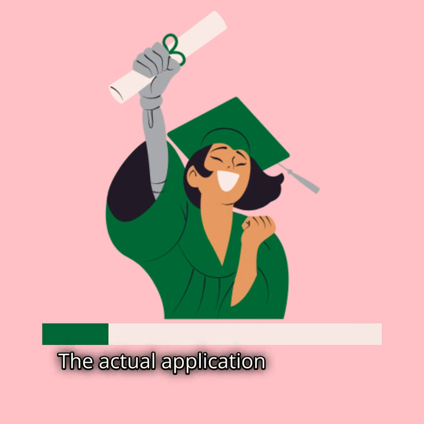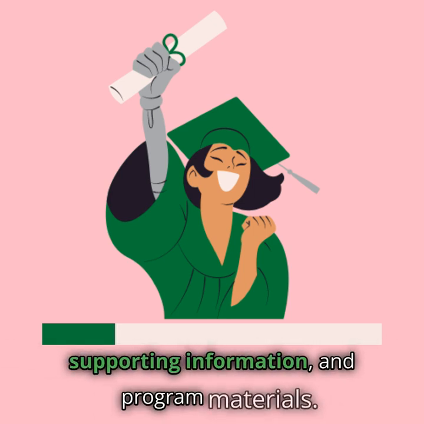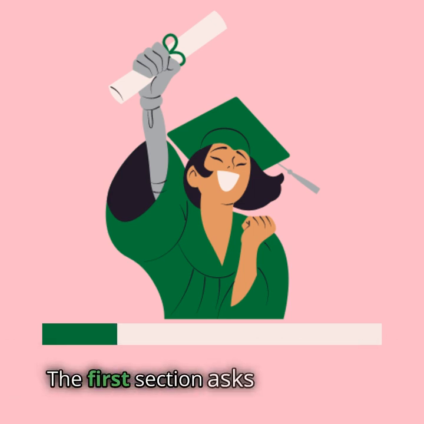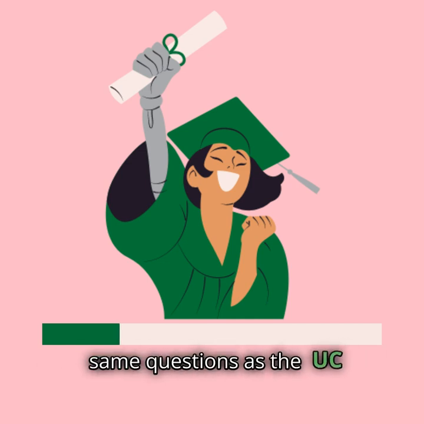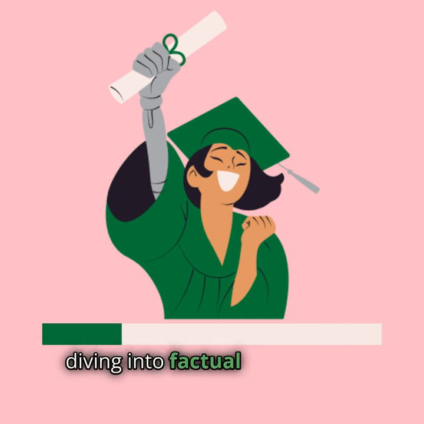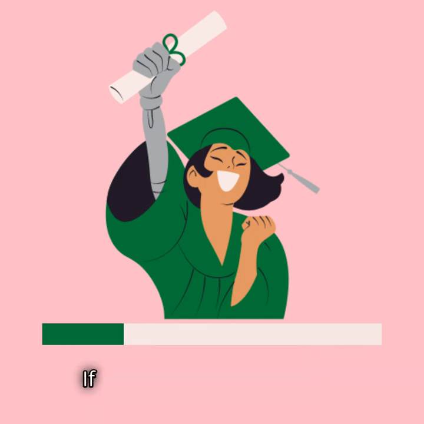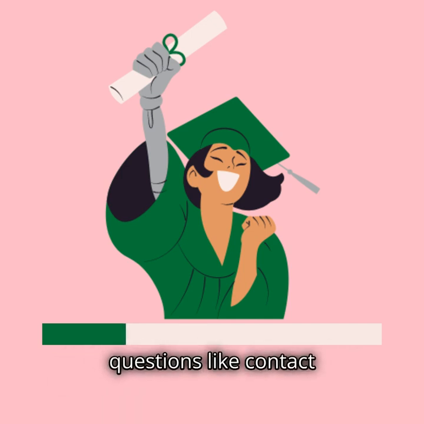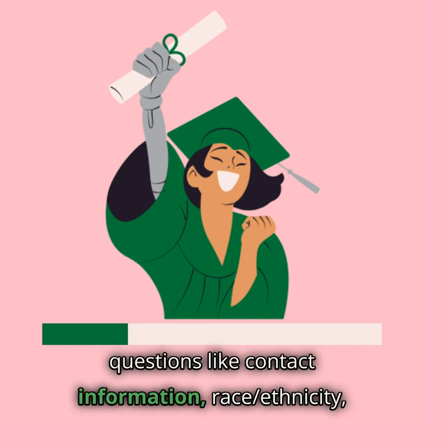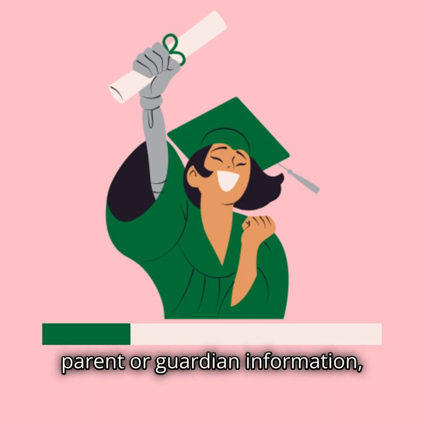The actual application itself only has 4 sections: personal information, academic history, supporting information, and program materials. The first section asks relatively the same questions as the UC application, diving into factual information about yourself. If you are curious, they ask questions like contact information, race/ethnicity, parent or guardian information, etc.